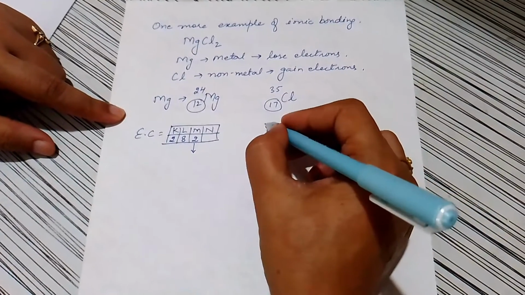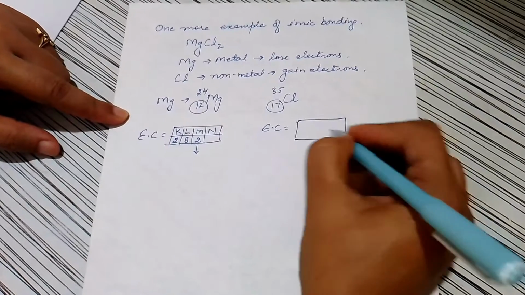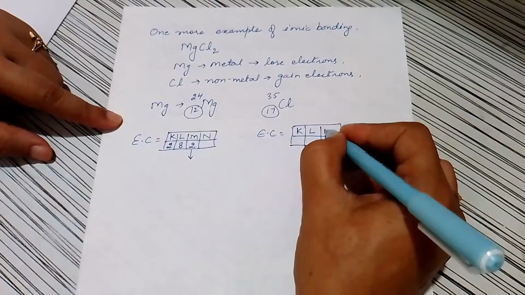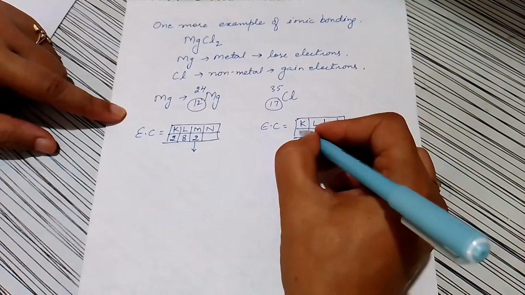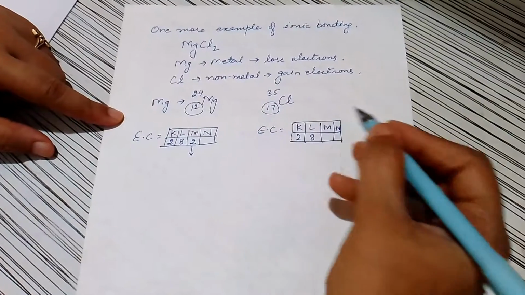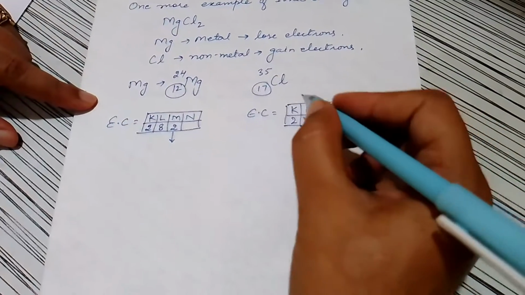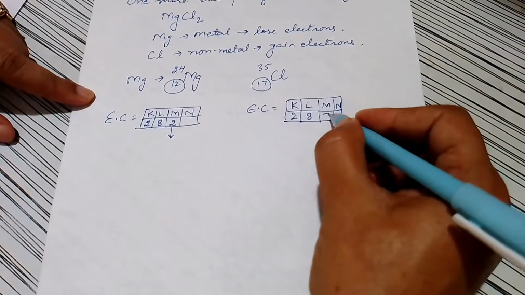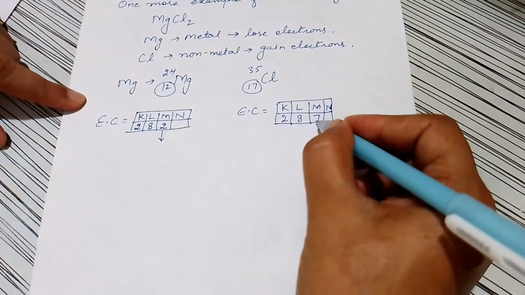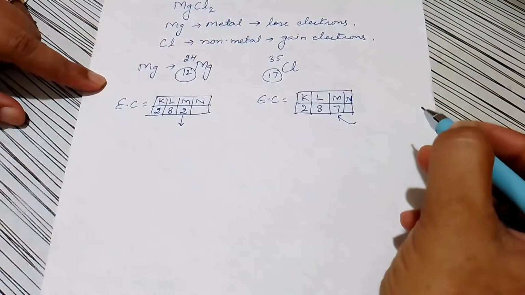Similarly, the electronic configuration of chlorine: K, L, M, N. Here 2 in the first orbit, 8 in the second orbit, according to the 2n square formula. I think you know about the 2n square formula. So 7 will go to the last orbit, and if we add one more electron, it will be stable. So it needs one electron to be added.